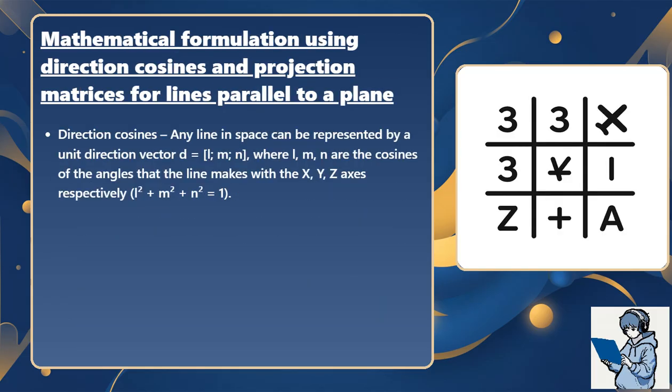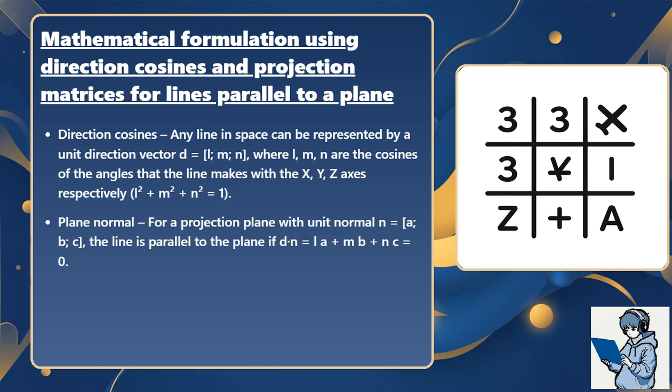Direction cosines. Any line in space can be represented by a unit direction vector D equals (L, M, N), where L, M, N are the cosines of the angles that the line makes with the x, y, z axes respectively, and L squared plus M squared plus N squared equals 1. Plane normal. For a projection plane with unit normal N equals (a, b, c), the line is parallel to the plane if the dot product of D and N, that is La plus Mb plus Nc, equals 0.